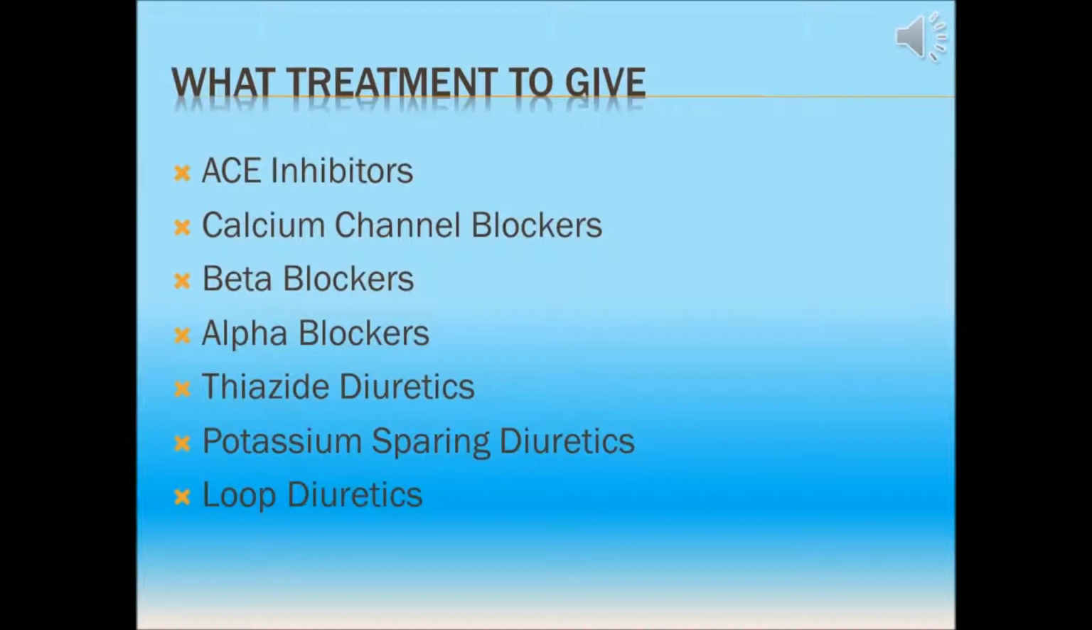These are the drugs that we have mentioned so far. The other diuretics are not used as often as the thiazides in hypertension. Alpha blockers are used in conjunction with beta blockers in pheochromocytomas. All of these will be covered separately in greater detail in later videos.